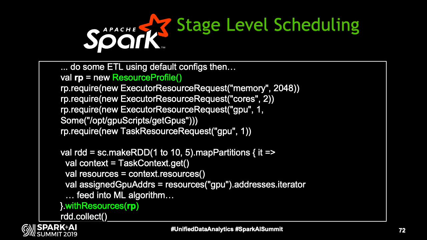Once you have your resource profile, here's an example where I'm making an RDD and doing a map partitions, and this might look a lot like what you do if you're calling into an ML algorithm, TensorFlow, whatever it is. After your map partitions, you say with resources, and you pass in the profile you created. That associates the resource profile with that RDD, and then the scheduler can use it later to schedule on. In this example, you'll see that we're creating a Spark task context, getting the GPU addresses, and passing that into our ML algorithm.